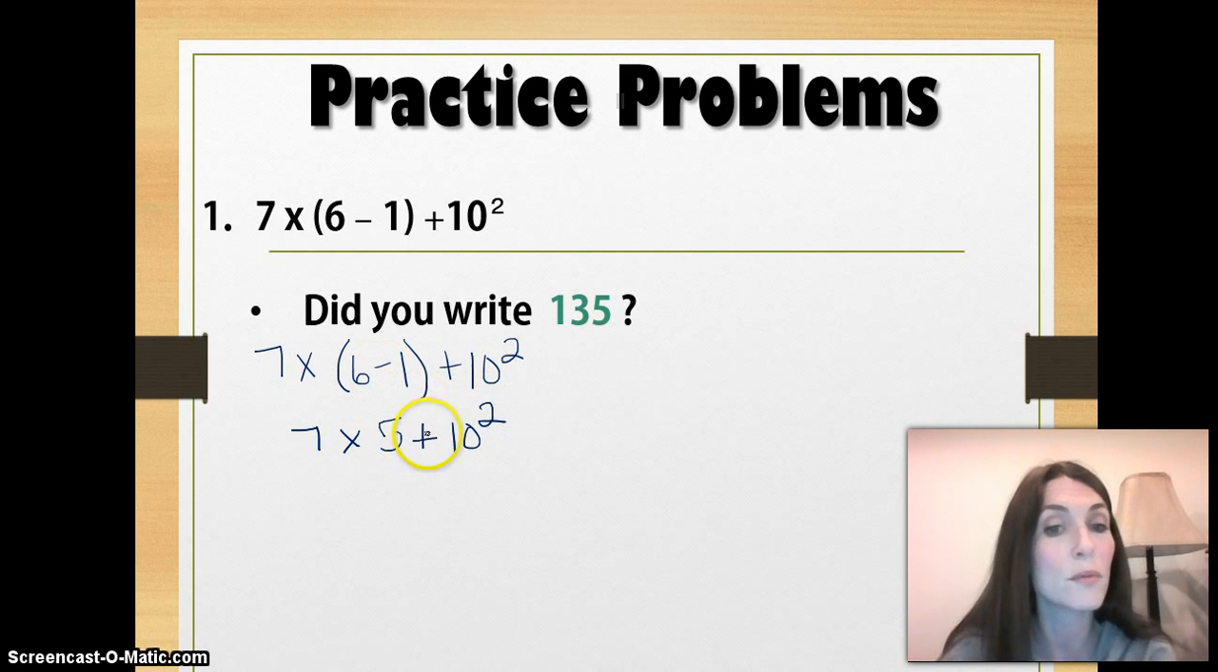Okay, so I took care of what was in my parentheses. Now I need to look for any exponents, and I have one here, 10 to the second power. Well, I know that means the same thing as 10 times 10, so I know 10 times 10 is 100.